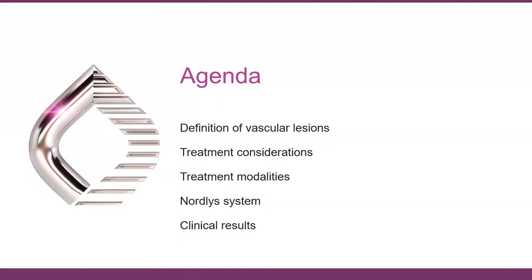Okay, so during the presentation today, we're going to have a very quick look at the definition of vascular lesions. I'm not going to go into this in huge detail, and we're specifically looking at the kind of vascular lesions we can treat with lasers or light-based technologies. Then we'll look at the treatment considerations, the modalities of the different kinds of systems we can use to treat vascular lesions or vascular conditions. Then look at the Norless system in more detail, and then look at some of the clinical results that we can achieve using this system.